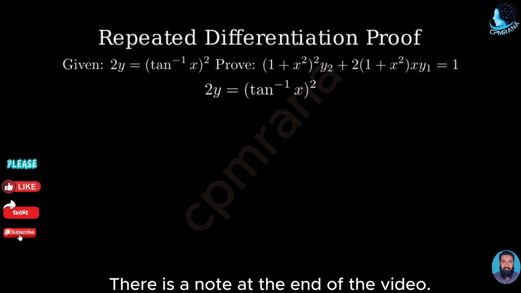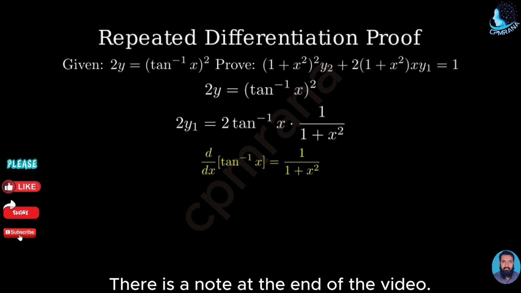To solve this, we'll need to differentiate both sides with respect to x. For the first differentiation, we'll use the chain rule. On the left side, we get 2y sub 1. On the right side, we get 2 times tan inverse x times the derivative of tan inverse x, which is 1 over 1 plus x squared.